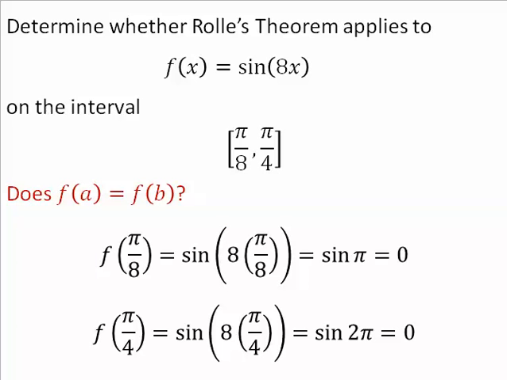What about the endpoints? Well, f of pi over 8 is sine of pi, which is 0, and f of pi over 4 gives us sine of 2 pi, which is also 0. So the function has the same value at both endpoints.